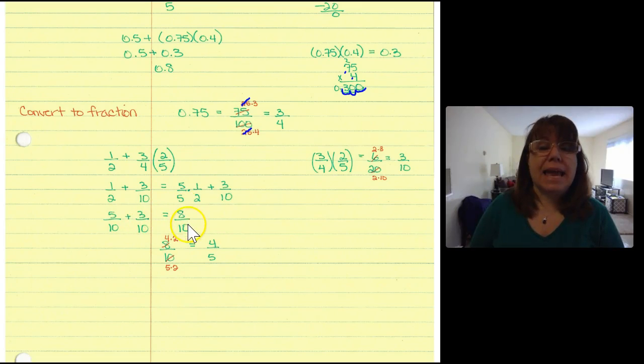That becomes 8/10. But remember, I'm in fractions, so I want to reduce that to my lowest terms. 8 is 4 times 2, 10 is 5 times 2, reduced by 2 for each, so my answer is 4/5. Now if you convert 4/5, you will get 0.8. And you may have been able to see it: 8/10 is 4/5.